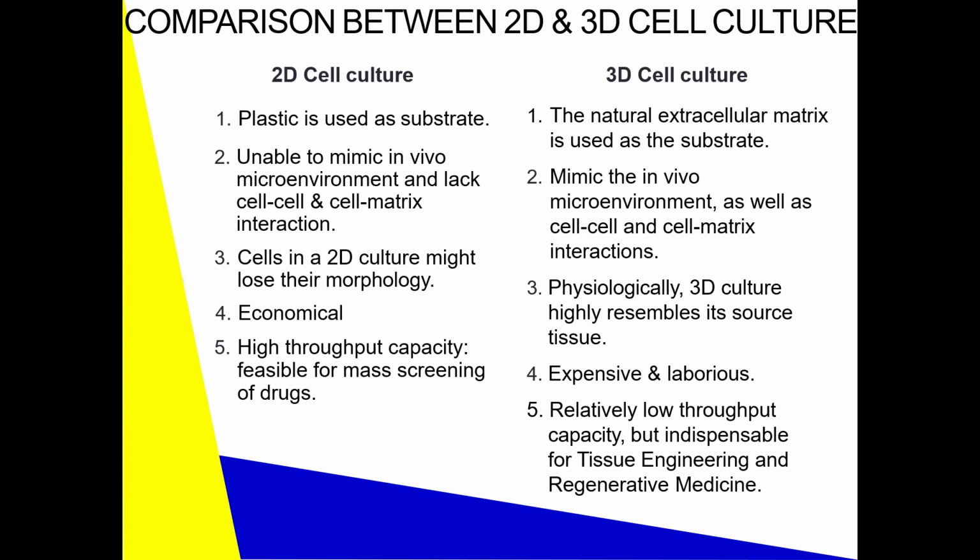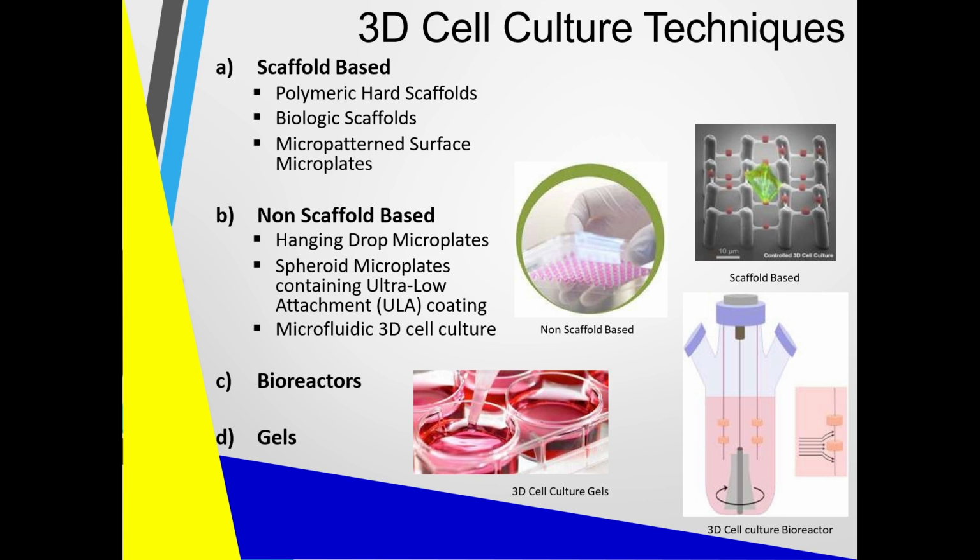And for 3D cell culture, the natural extracellular matrix is used as the substrate, mimicking the in vivo microenvironment as well as cell-to-cell and cell-to-matrix interactions. Physiologically, 3D culture highly resembles its source tissue. However, it is expensive and laborious and has relatively low throughput capacity, but you must use 3D cell culture in the field of tissue engineering and regenerative medicine.